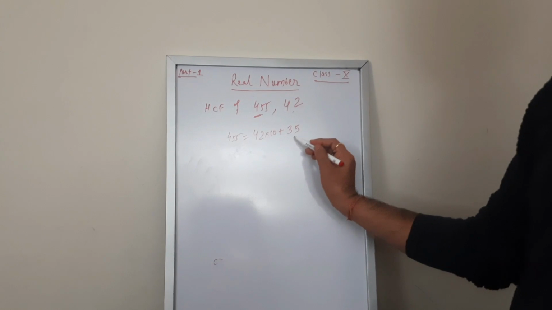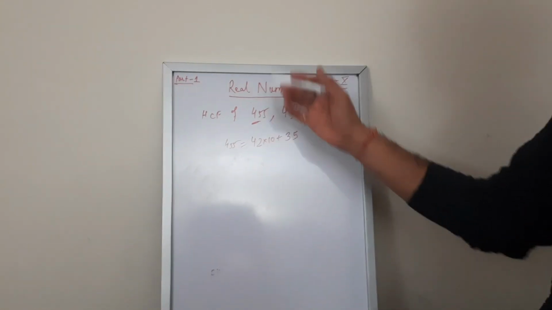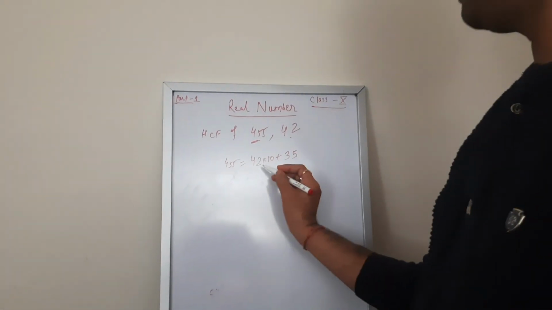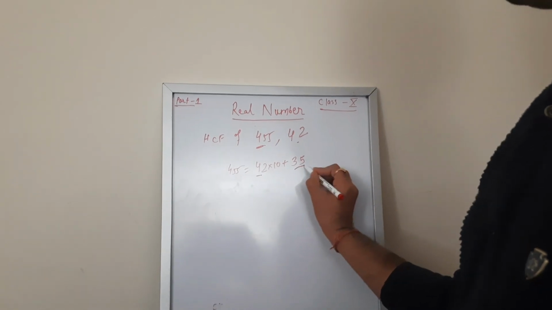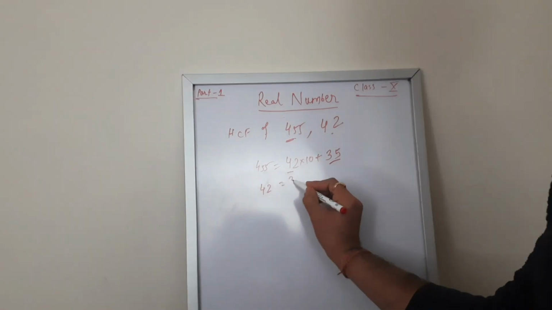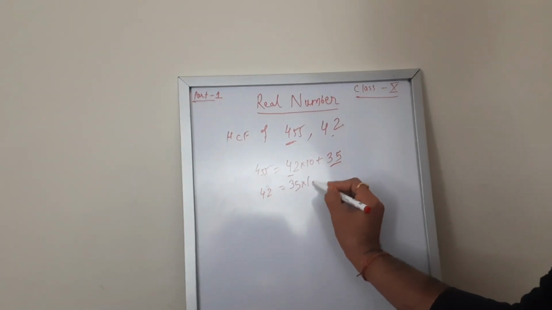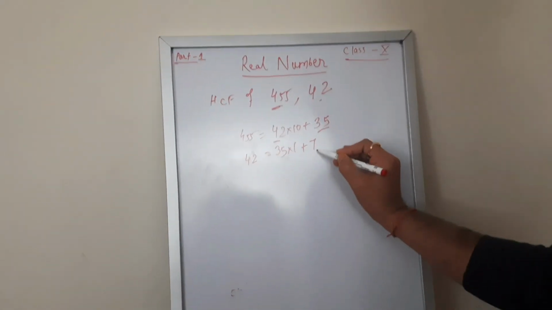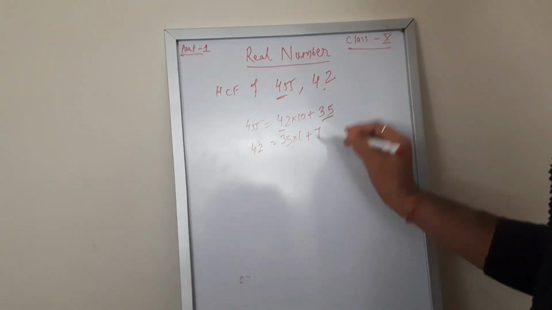See, here the remainder is not 0. So we have to repeat the same process. Now we have two numbers, 42 and 35. So we can define 42 is equal to 35 multiplied by 1 plus 7. Again the remainder is not 0. So what will we do?